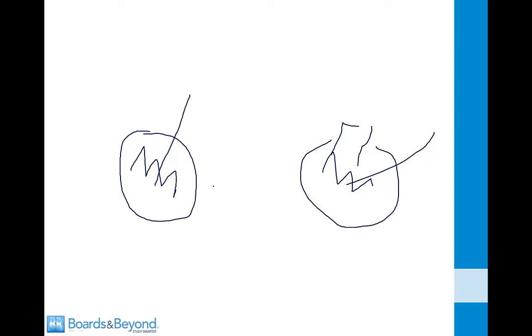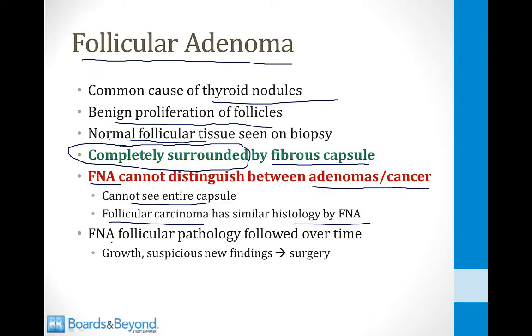Therefore, when you do a biopsy and you find follicular adenoma tissue, you have to take special precautions to make sure it's not a malignancy. In actual practice, when a fine needle aspiration shows follicular pathology, it's often followed over time, and if the adenoma begins to grow or develops suspicious findings like irregular borders, then often the patient goes to surgery, because you need to remove the entire thyroid to determine whether or not you have an adenoma completely contained by a fibrous capsule or whether you have a carcinoma.